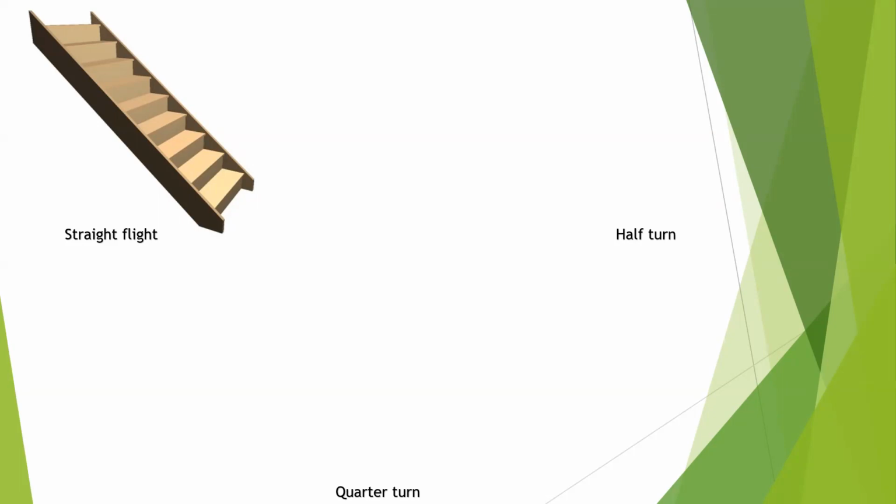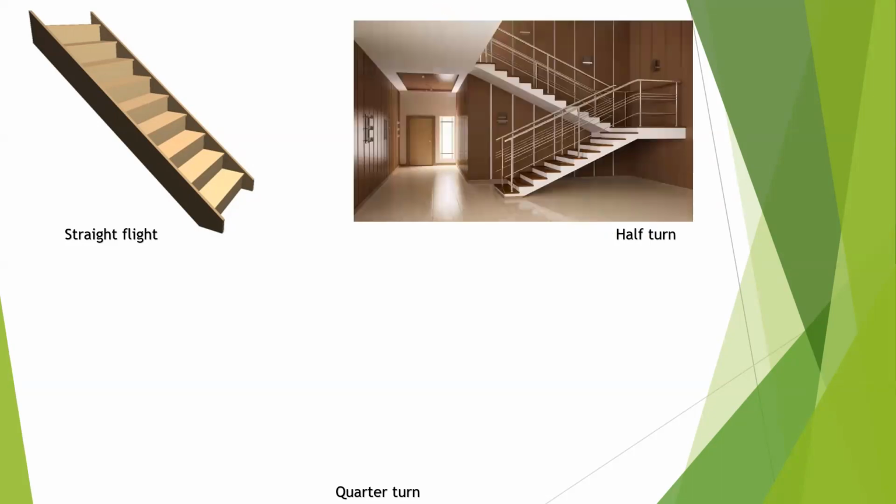Okay, so we have another one. This is the half turn. This is what a half turn stair looks like. So a half turn is more of a stair that has two different straight flights connected with a landing. You get it? So this is exactly what it looks like.